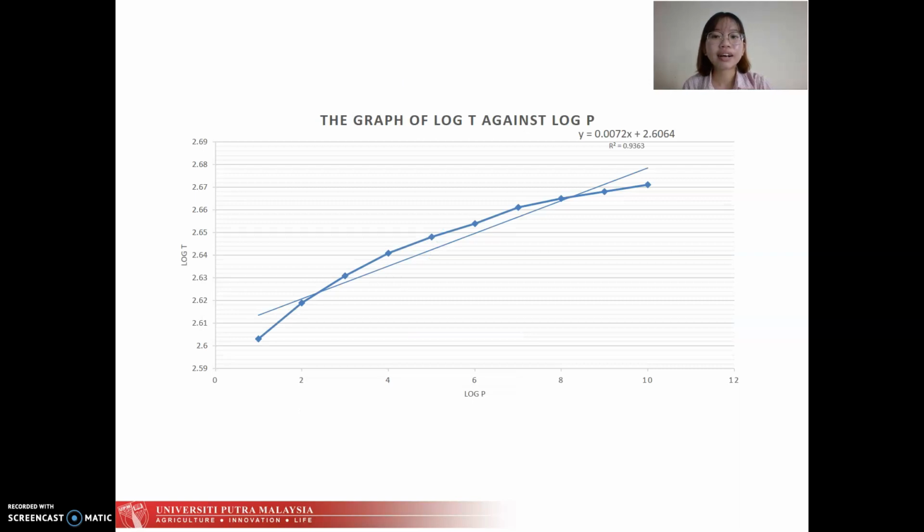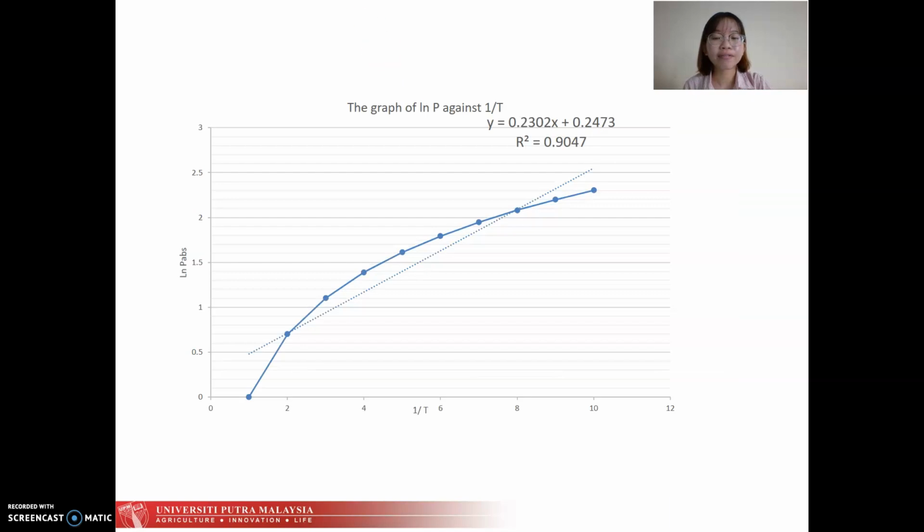The second graph is the graph of log T against log P. And the last graph is the ln P against 1 over T, and all three graphs will be plotted using the Excel.